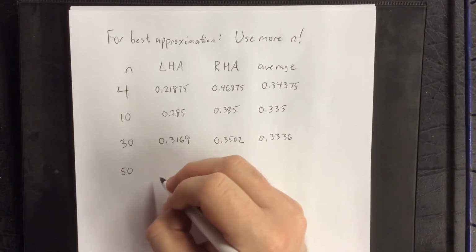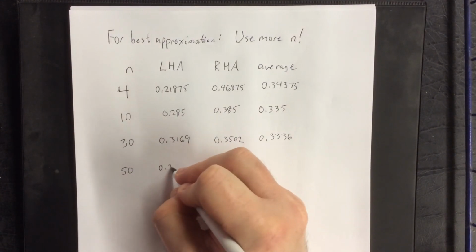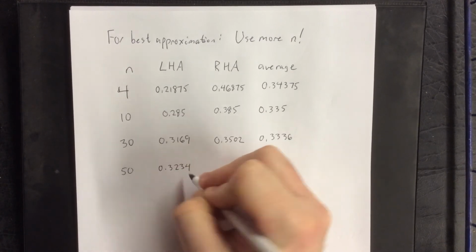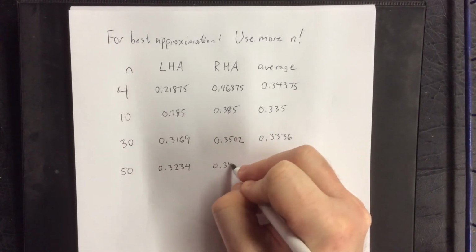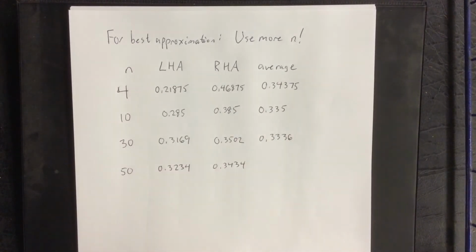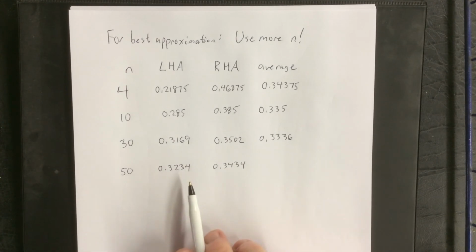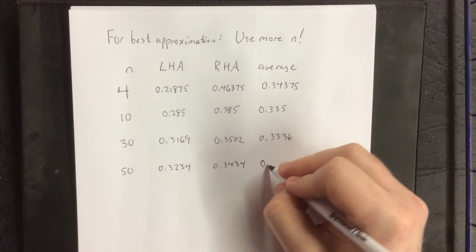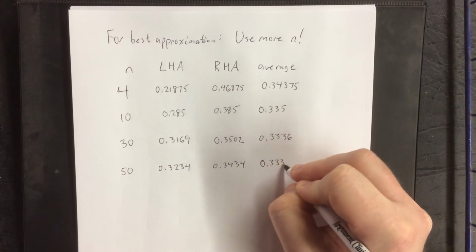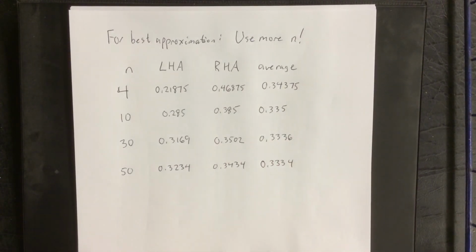However, because we're in quarantine and don't have anything better to do, we could also bump this up to n equals 50 and perform those calculations. That would be 0.3234 for the left-hand approximation, 0.3434 for the right-hand approximation, and 0.3334 for the average of those two.